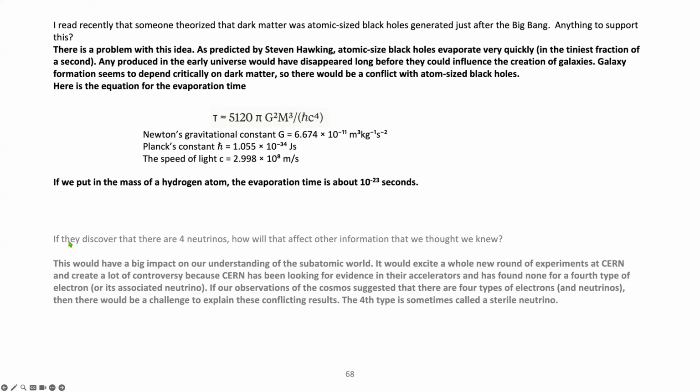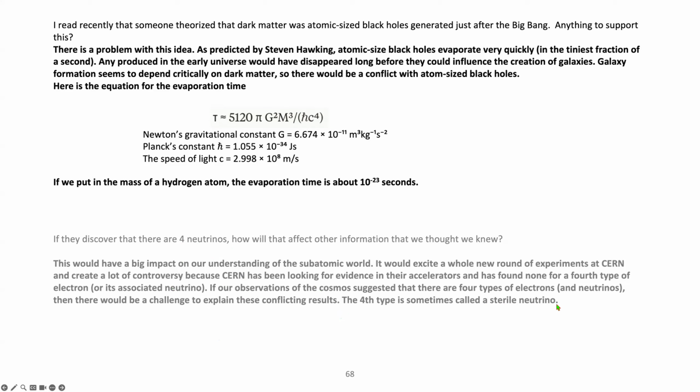And then there's a question, I brought this up last time, about there might be a fourth type of neutrino. There are little hints about this in the data we get from the cosmic microwave background and from research done at CERN in Switzerland. And the question is, what would happen if we found a fourth neutrino? And I have a discussion here pointing out that CERN is looking for this. It's called a sterile neutrino.